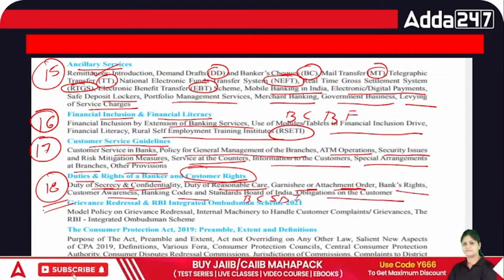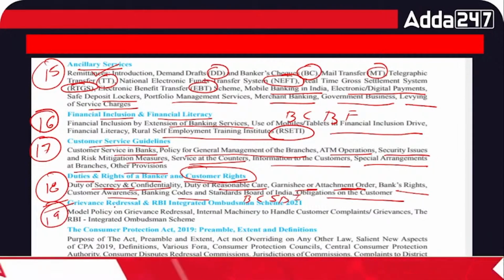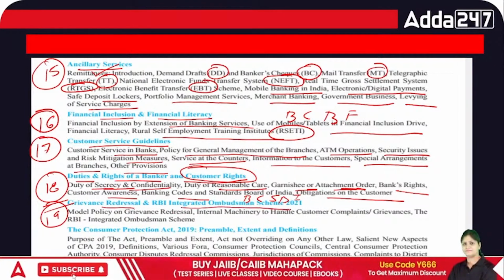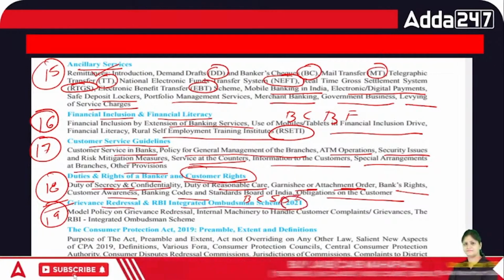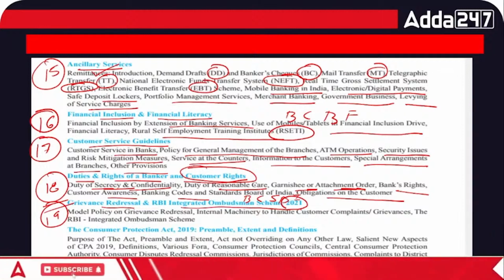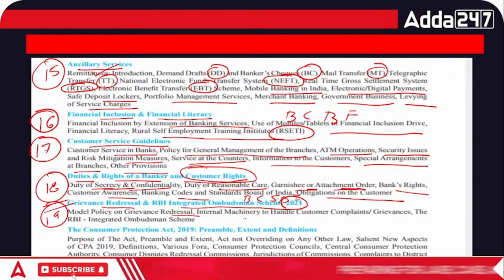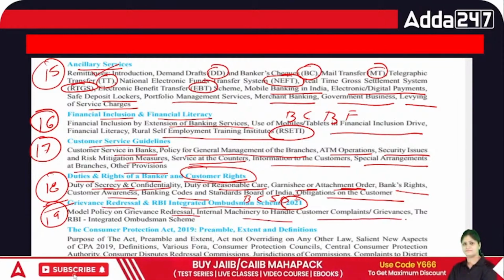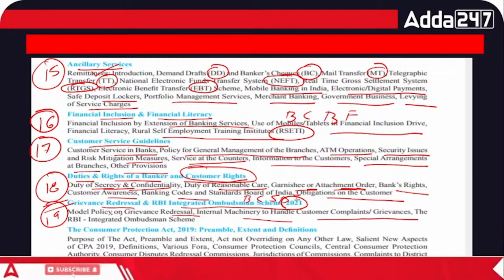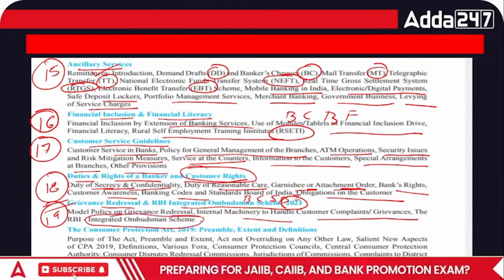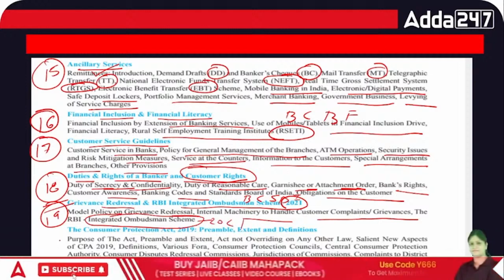Obligation on the customer. Then we have chapter number 19, that is all about how you settle the grievance in the bank. RBI Integrated Ombudsman Scheme 2021, that is a new one which we have to cover. So model policy on the grievance redressal, internal machinery to handle customer complaint and grievances, and the new one, RBI Integrated Ombudsman Scheme. This is a new scheme, Ombudsman Scheme 2021.